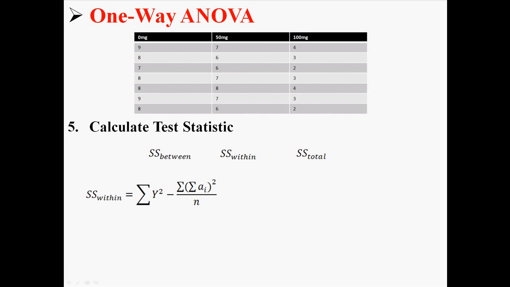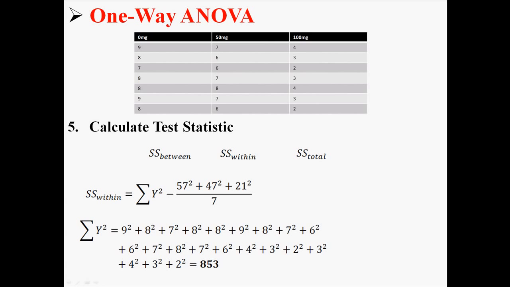Next, let's do sum of squares within. Sum of squares within is sum of all y squared minus, hey, this thing, we already found it when we were calculating sum of squares between. We already know the second half of this. We already have that, so we can just plug that right in. We just need to find sum of all y squared.